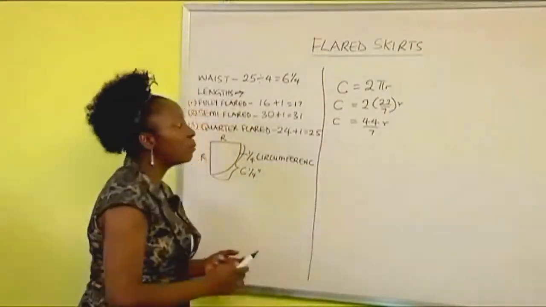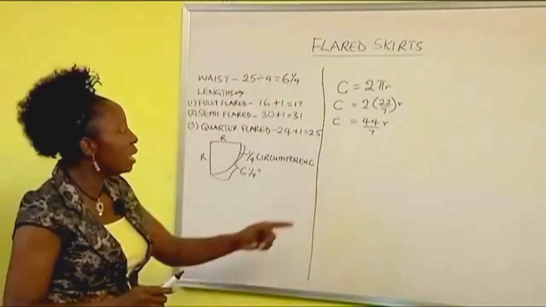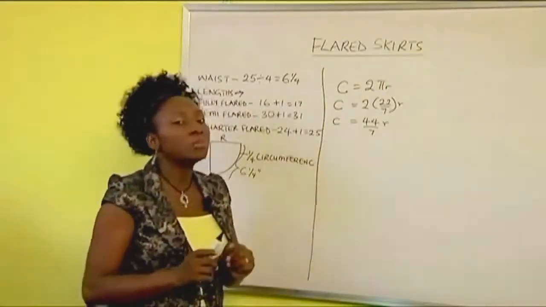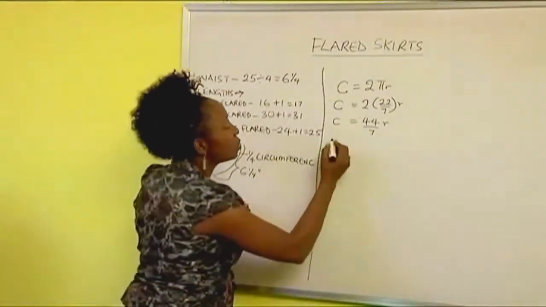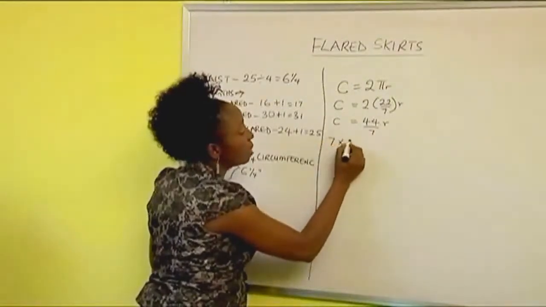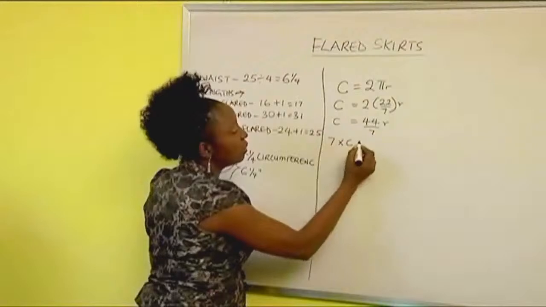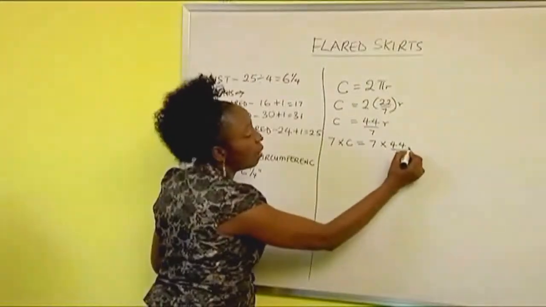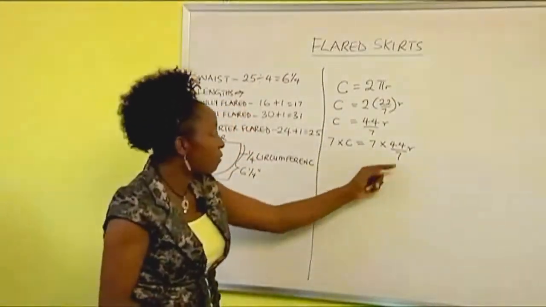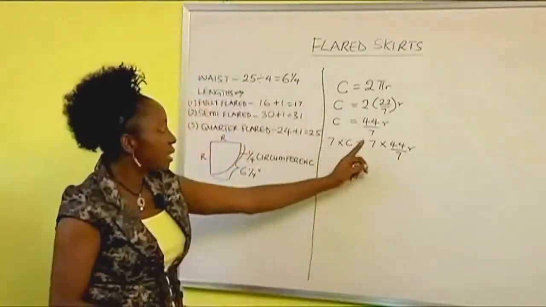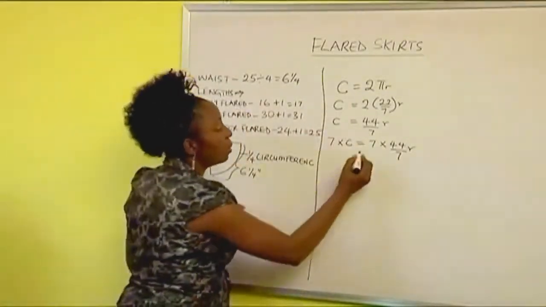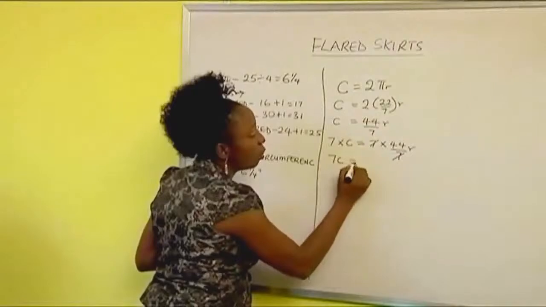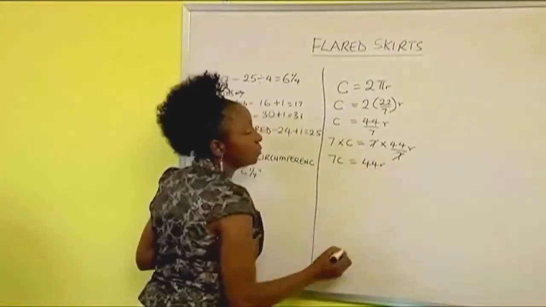Now, after I've done this, I'm going to multiply both sides by 7, because I'm trying to see how I'm going to make r the subject of the formula. So that's what I'm doing. I multiply C with 7, and that will give me 7 times 44/7 r. In mathematics, once you have this, you know 7 will cross 7 out, so you cross those out. So when you cross that out, what you're left with is 7C equals 44r.